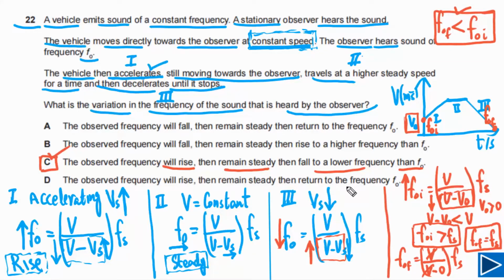D is not the answer because this is telling us it returns to frequency f0, not that it returned to fs. So this one is wrong. So D is not the right answer. The first one is not the answer. Fall, this is wrong. Fall, this is wrong. So A is not the answer, B is not the answer.